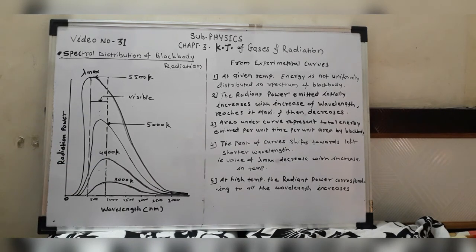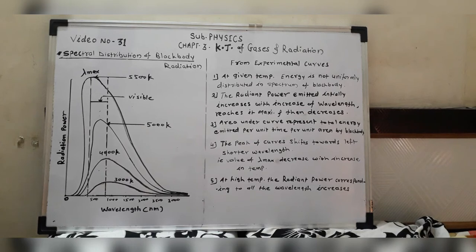at all the wavelengths. The next observation from these experimental curves is that the peak of the curves shifts towards the left, that is, lambda max shifts towards shorter wavelength. The value of lambda max decreases with increasing temperature, and this is a very important observation from this experimental curve.